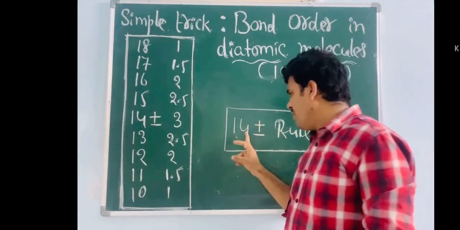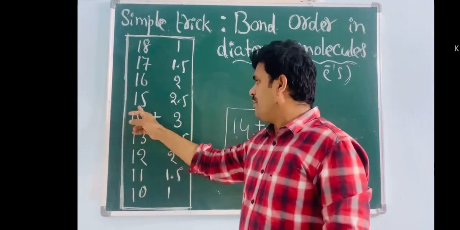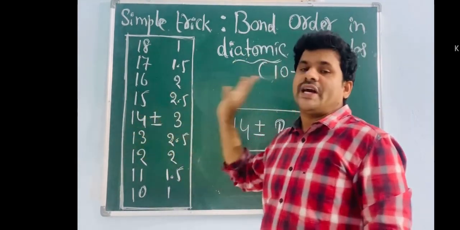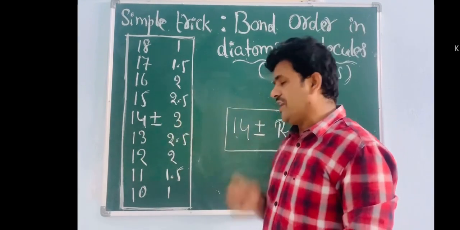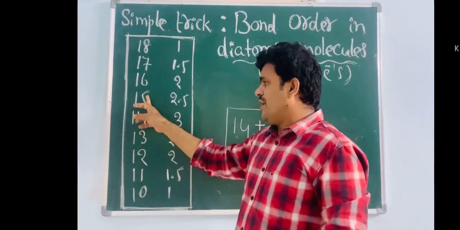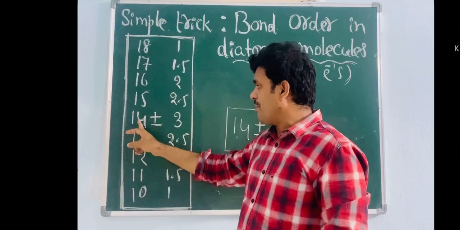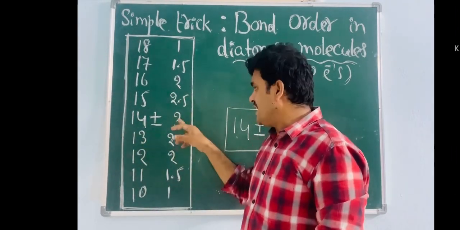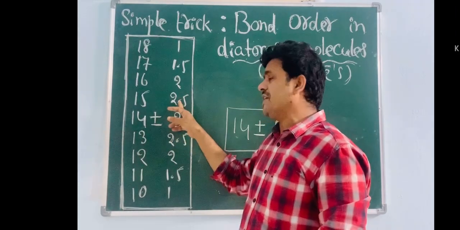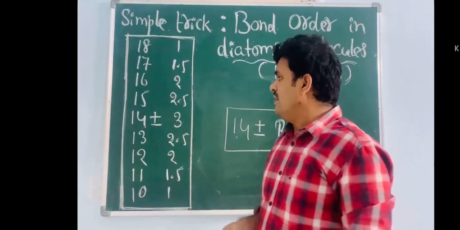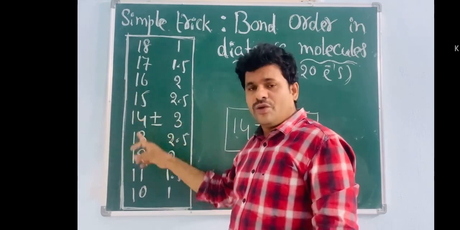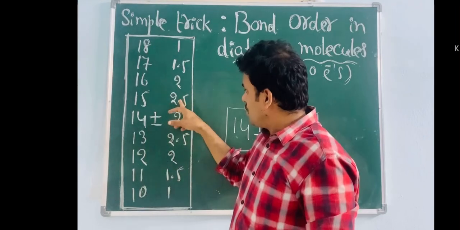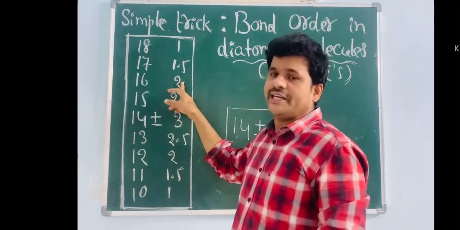Here students, 14 indicates the total number of electrons present in a diatomic molecule. 14 electrons indicates bond order 3. 14 plus 1 means 15 electrons, or minus 1 means 13 electrons. Then 0.5 units are decreased from the bond order 3. So that is 2.5. Next one, 14 plus 2 and 14 minus 2, that is 16 electrons and also 12 electrons. Again 0.5 units decreased from 2.5, that is equal to 2.